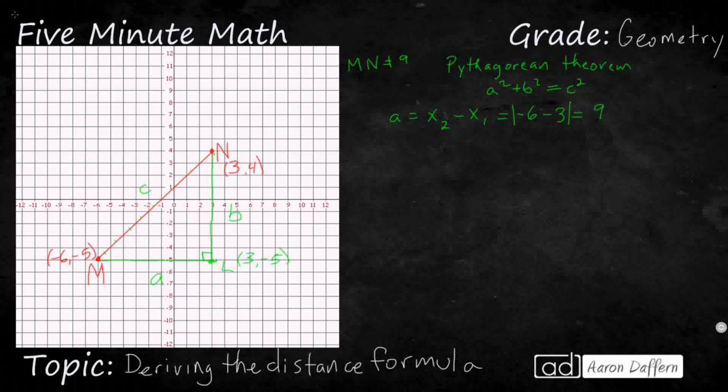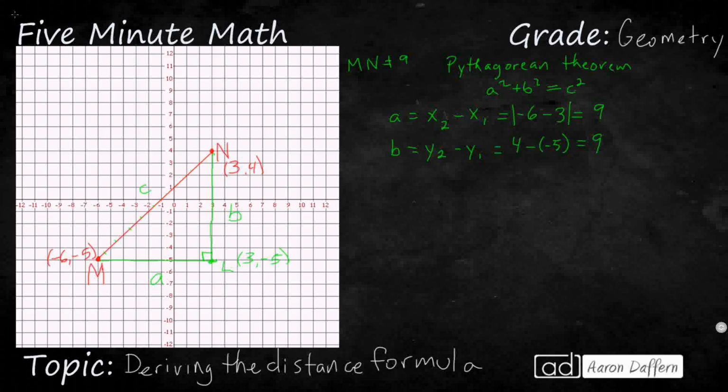Let's do the same thing for B. Now B, you notice that the x value stays the same. We're at 3 both times. So we're just changing the y value. And so we need to take the y value of one point and subtract the y value of the other. Let's do the same thing. We're going to take 4, take away -5, which ends up being 4 plus 5. And so that is going to be 9. Okay, so we do have that distance of 9 for each of those.